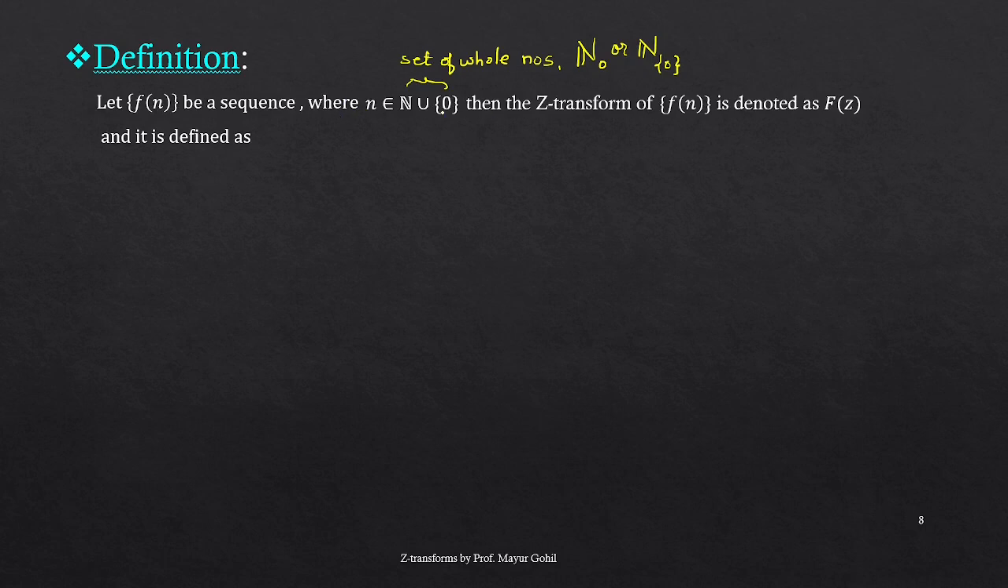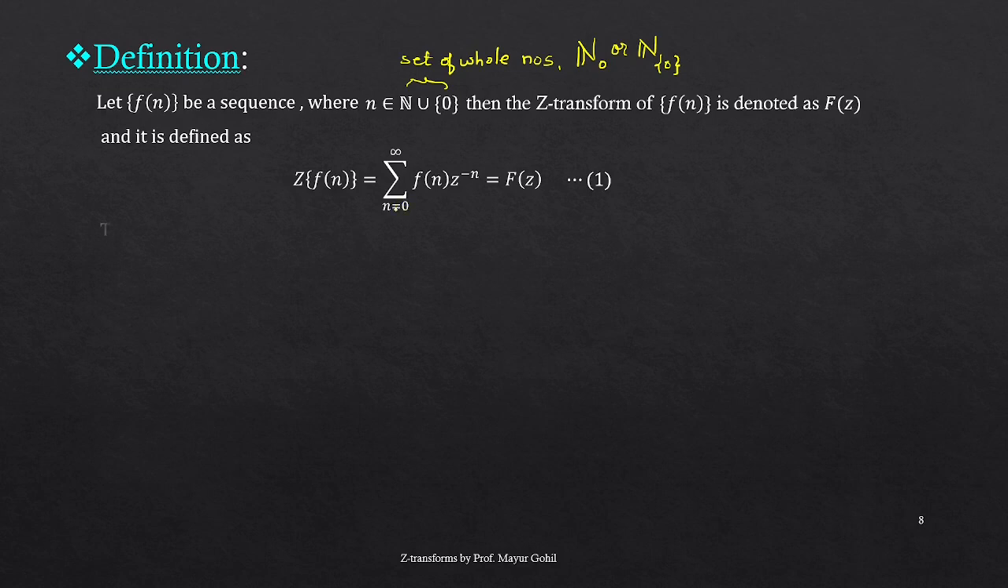So, if we have this sequence where n belongs to the set of whole numbers, then the Z transform of f of n is denoted by capital F of z, and it is defined as follows: Z transform of f of n is equal to the summation, n going from 0 to infinity, of f of n times z to the power minus n, which is equal to F of z. Okay, so this is the definition of Z transform.